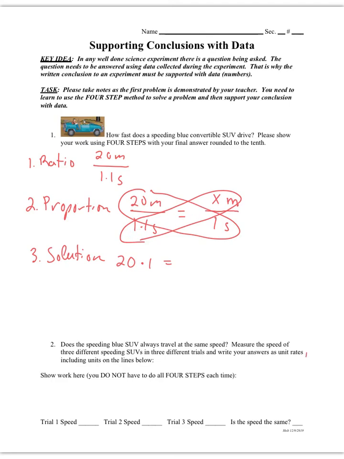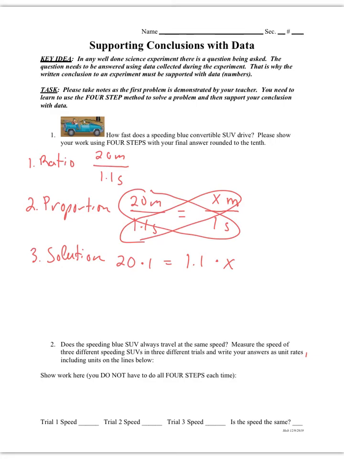So just write that out. 20 times 1 equals 1.1 times x. And now this is an algebra question. All you have to do is solve to get x by itself, and then the number on the other side of the equal sign will be what x equals.